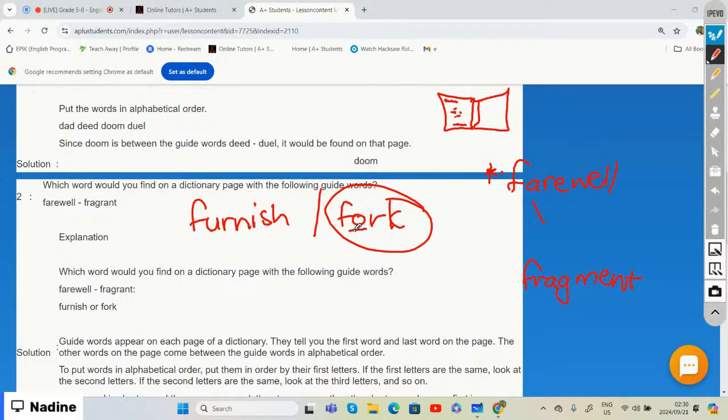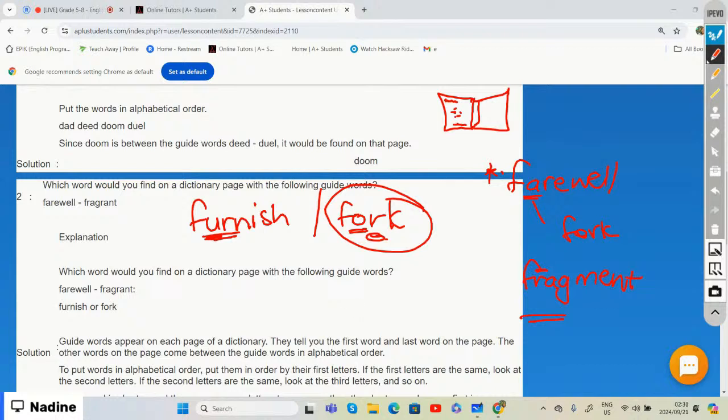Like, for example, if you look at the second letter, fork, fork is after A, right? But it's also before R. So this word fork you will find on this page where you will find farewell and fragment. Furnish you will find on another page because furnish, the second letter U, comes after fragment. Think of alphabetical order. If you were to say the letters in the alphabet, you get R and then S, T, U. So you will find it after fragment, right?